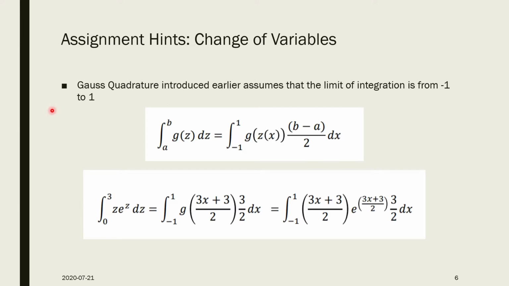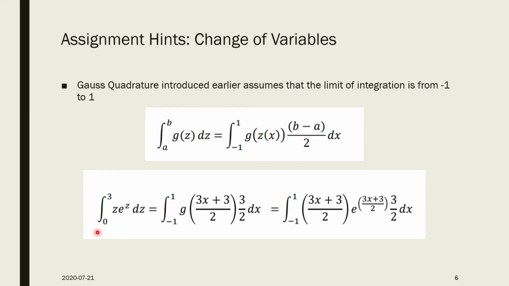Finally, I wanted to remind you that the Gauss method that we discussed earlier assumes that the limit of integration is from -1 to 1. So if you have a more general case where the limits are from a to b and you want to integrate the function, all you have to do is a simple change of variables, and this was introduced in the lecture. This is the form, or this is how you do the change of variables using the limits.